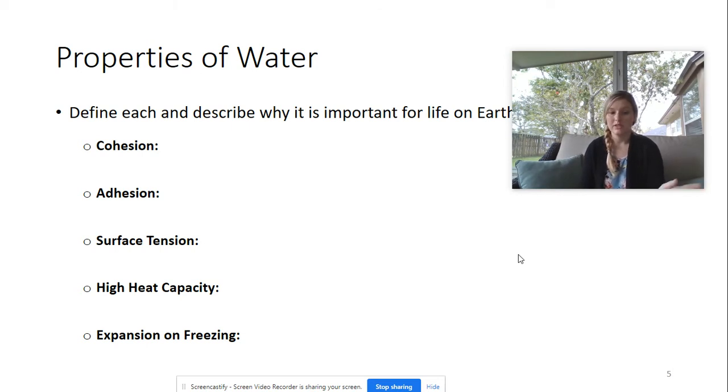Surface tension is what causes the film of water at the top. It's similar to cohesion, where water molecules are sticking together, but it specifically happens at the surface of water. This is important because insects and different things can walk on the surface of water and survive by not breaking the surface tension. High heat capacity: typically people know the first three and kind of get confused on the last two.